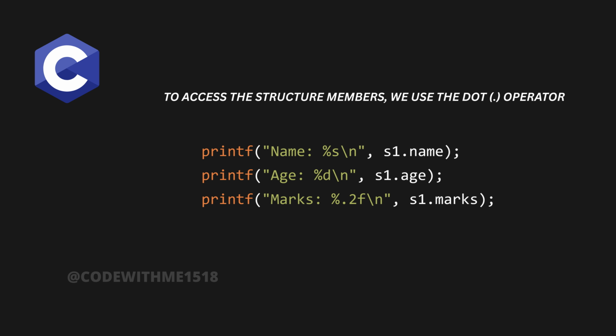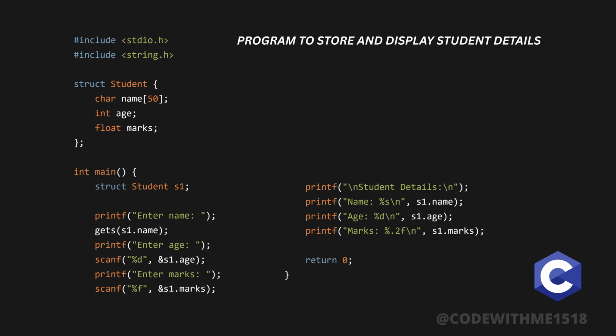Now, let's write a complete program to store and display student details using structures. #include <stdio.h>, #include <string.h>, struct student { char name[50]; int age; float marks; }, int main, struct student s1, printf "Enter name", gets(s1.name), printf "Enter age", scanf("%d", &s1.age), printf "Enter marks", scanf("%f", &s1.marks), printf "Student details", print name, age, and marks with %.2f, s1.marks, return 0. In this program, we first declare a structure and then use gets and scanf to get input from the user. Finally, we print the student details.